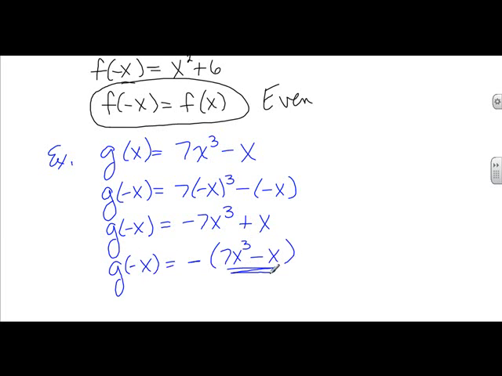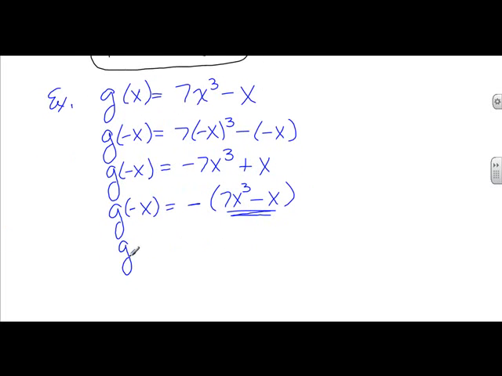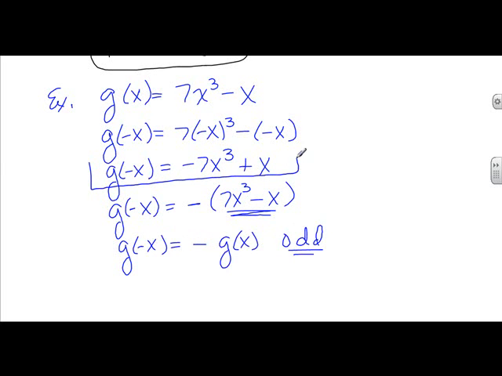And what's in the parentheses there is the function g of x that we started with. So there's our evidence that g of negative x is equal to the opposite of g of x, and this function is odd. Notice there, before we simplified that, all the signs changed. For a function to be the opposite, every single sign on every single term has to have changed.